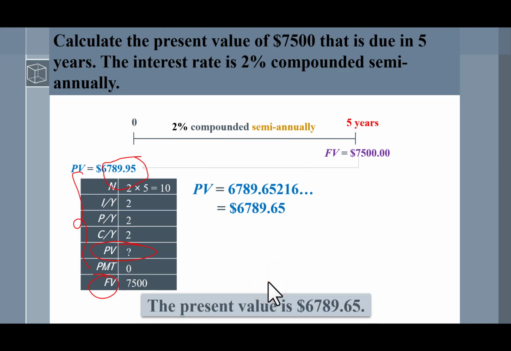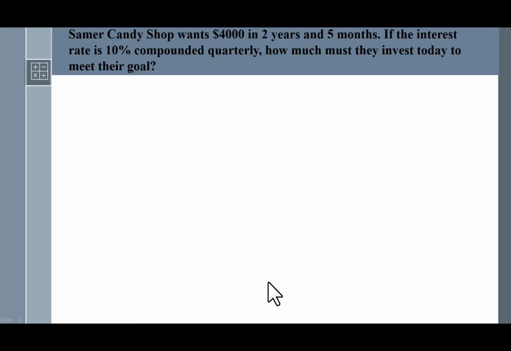Let's look at another example. Here we have a candy shop that wants 4,000 in 2 years and 5 months. If the interest rate is 10% compounded quarterly, how much should they invest today to meet their goal? So it's an investment. The 4,000 is what they will get in 2 years and 5 months, so it should be positive. That's why the present value will be negative in this case.